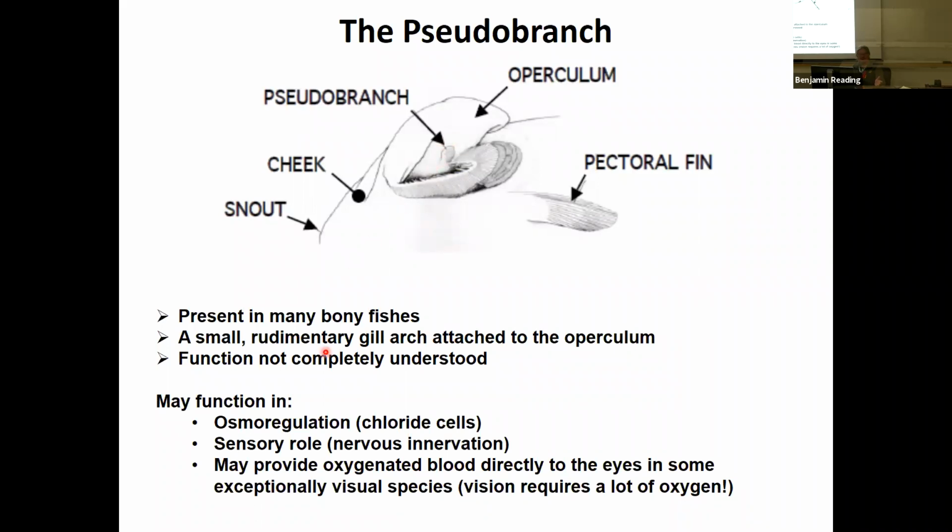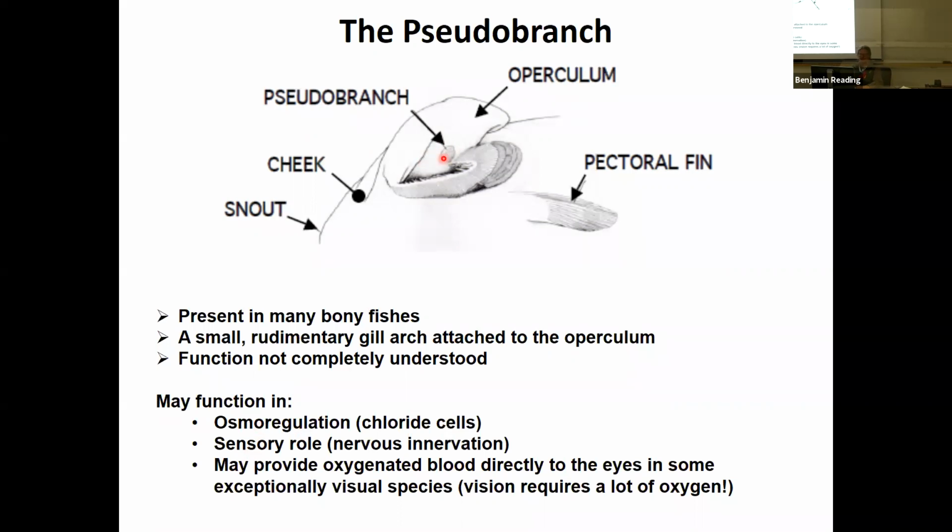What does it do? We don't really know. We're going to talk about osmoregulation in one of our lectures, and some people say that it might have an osmoregulatory function, allowing the fish to regulate its salt balance and pH balance. Others say it might have a sensory role, for instance oxygen sensing or sensing some other environmental parameters, because there are a lot of nerves that go here.